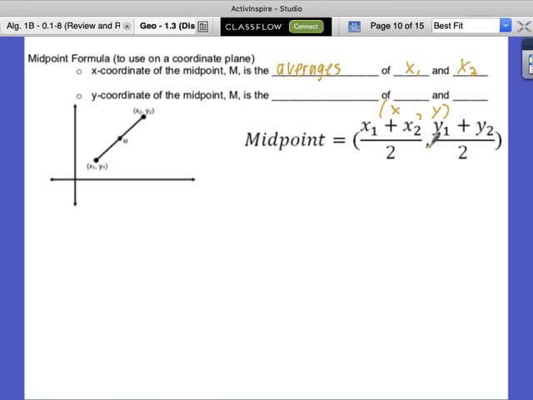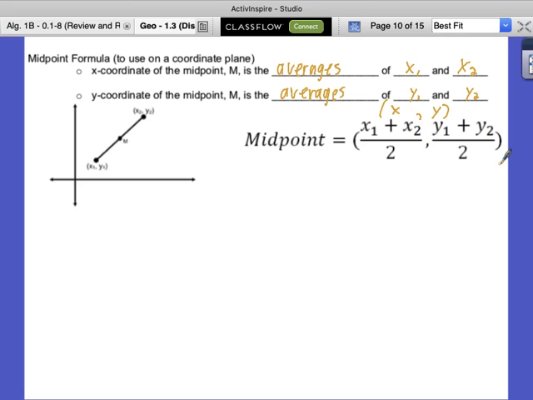So that's why this comma is here. The y, same thing. The y coordinate of the midpoint is the average, but instead of x1 and x2, what do we think it's going to be the average of? y1 and y2. So it's going to be the average of the y's. Same thing here: y1 plus y2 divided by 2, because we have two different things we're adding.